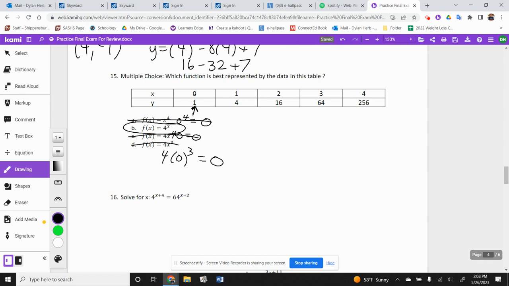But what you should do is go out here and make sure that if I plug a 1 in, I get a 4. If I plug a 2 in, I get a 16, and so on and so forth. So it looks like B there is your correct answer.